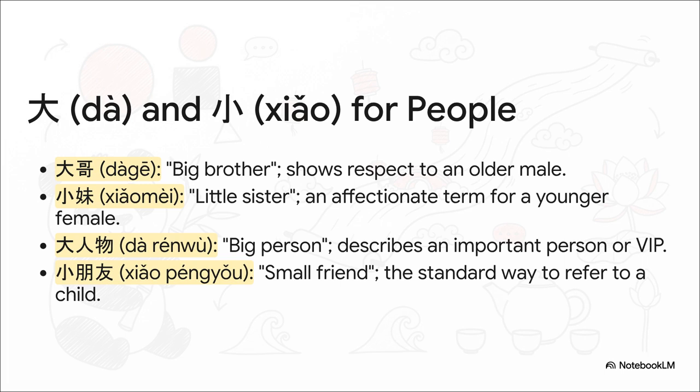Then you have 大人物, a big person. This has zero to do with their physical size. It means they're important, a VIP, someone with a lot of influence. And finally, 小朋友, which means small friend, is the common, sweet way you refer to a child. You see how da tends to elevate, and xiǎo can show affection or youth?